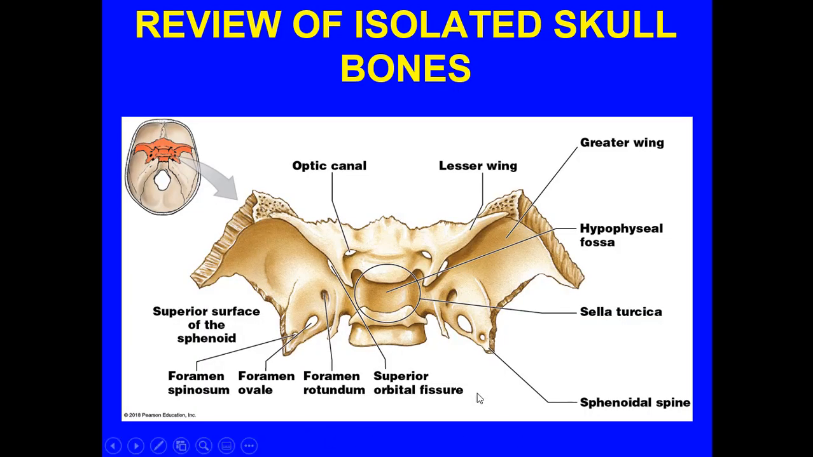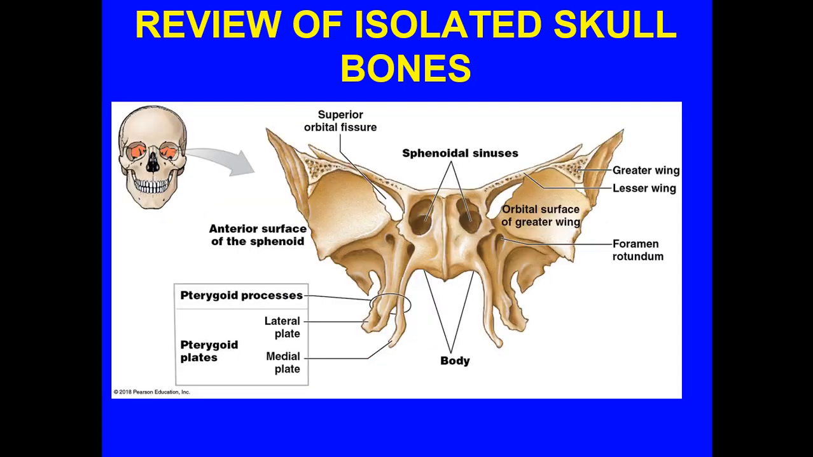Here is the sphenoid. I mentioned to you before, here are the lesser wings. Here are the greater wings. Here is basically the hypophyseal fossa. Here are also some of the other structures, the foramen rotundum, ovale, spinosum. Okay, so these are all very important for the sphenoid.